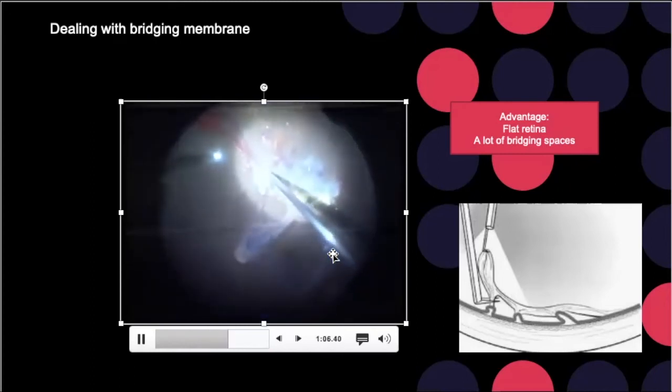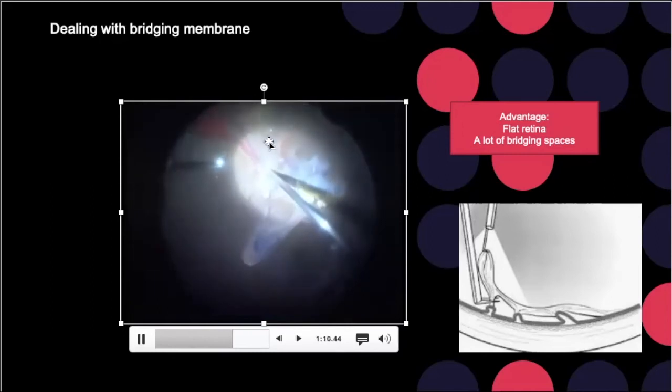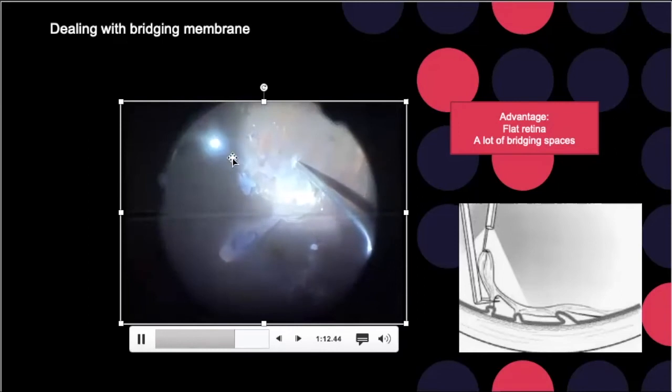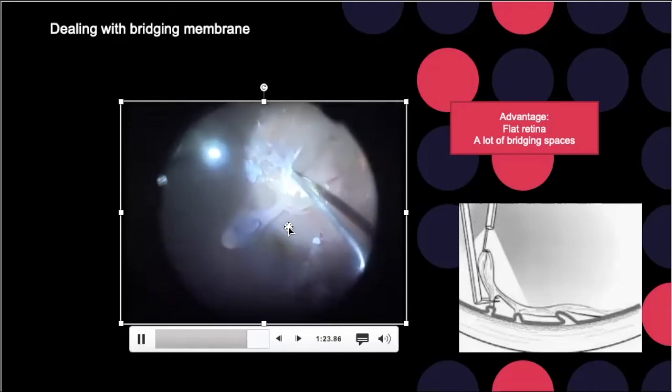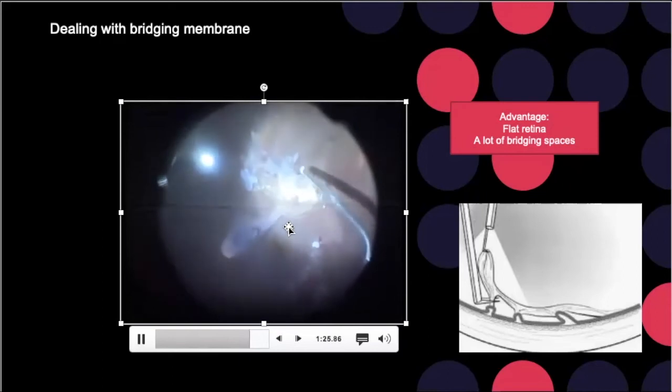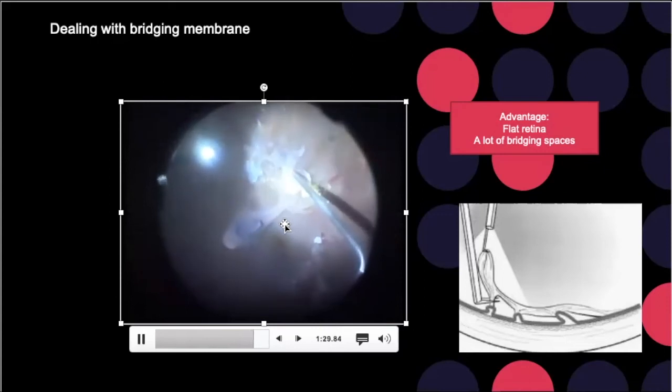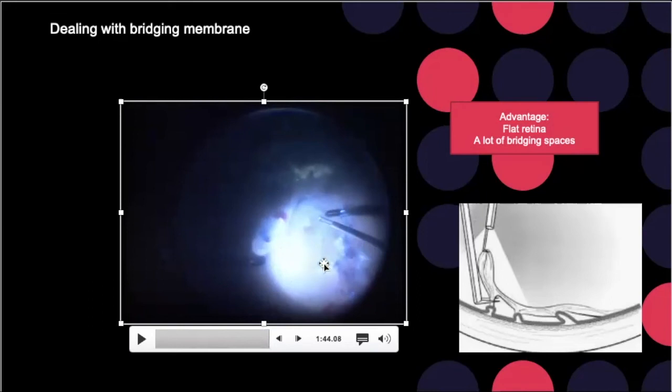Now again, this is sort of an unplugged kind of thing, a very broad attachment. To me, it's very broad, so we try to peel it off as much as we can. It seems like there is some space there. So again, we continue to do the segmentation, and at the end, usually we try to peel off the internal limiting membrane.